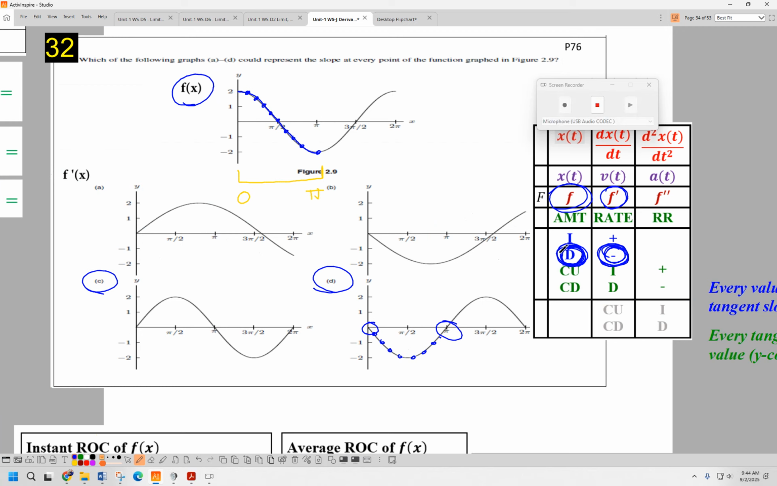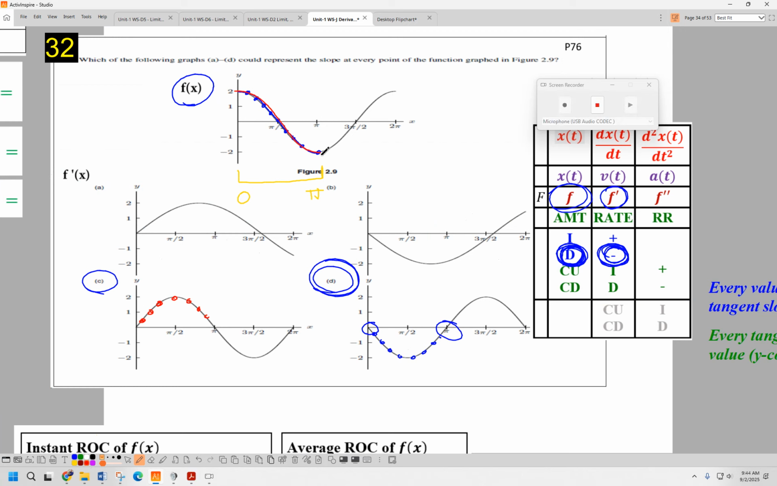So that would tell us D has to be the right answer, because over here it's wrong. The y values over here are positive. That would indicate f must have been increasing. F is clearly not increasing. So that's why we would choose D.